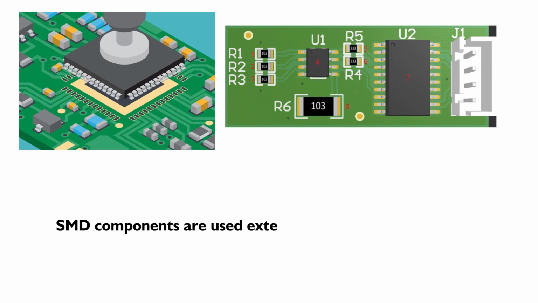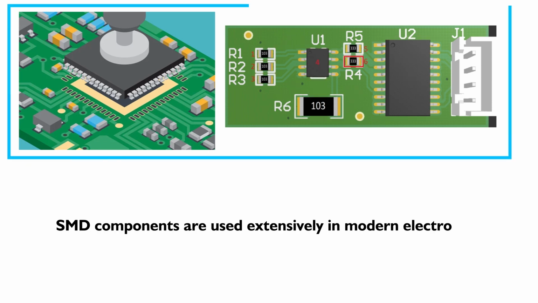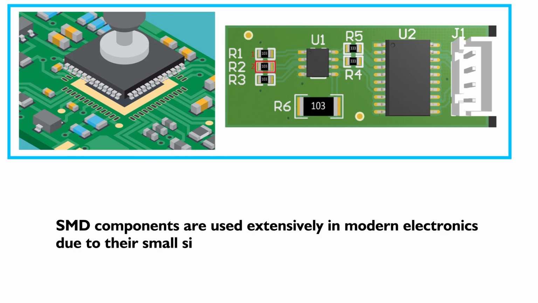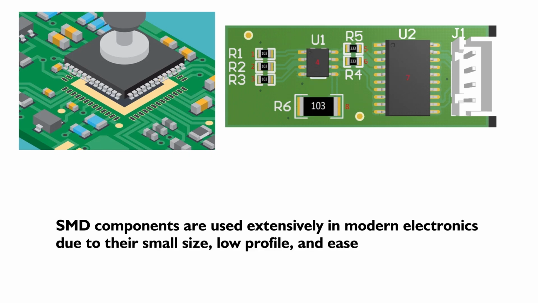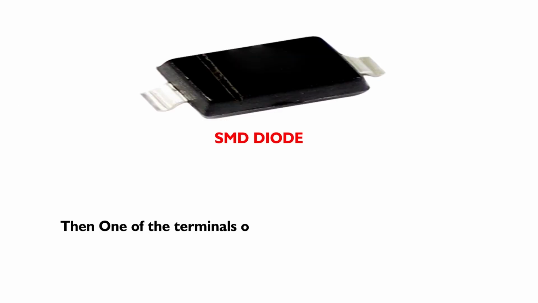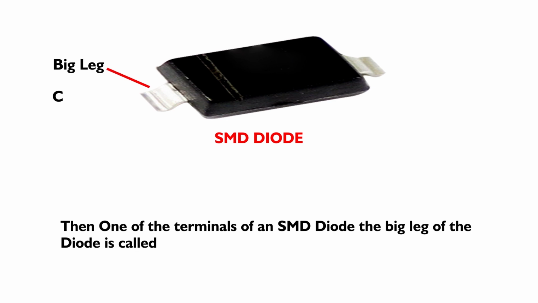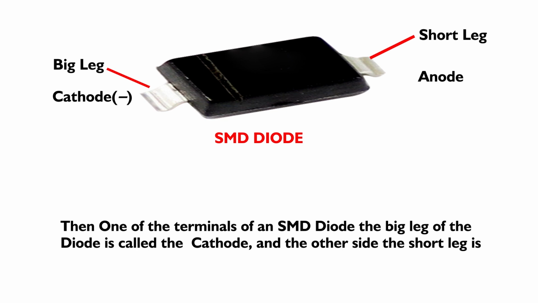SMD components are used extensively in modern electronics due to their small size, low profile, and ease of assembly using automated machines. Then, one of the terminals of an SMD diode, the big leg of a diode, is called the cathode, and the other side, the short leg, is called the anode.